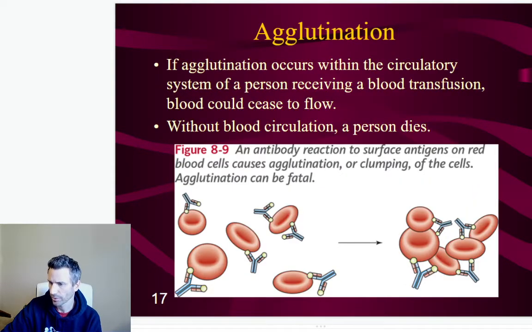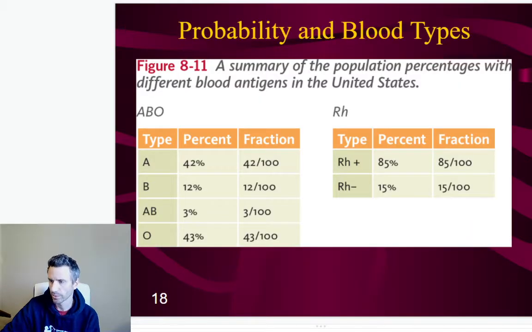And I think we've already looked at this a little bit. Let's move right along. So here are some of those percentages we had talked about. 43% is type O, 42% is type A, B is not nearly as common, and AB is highly uncommon.